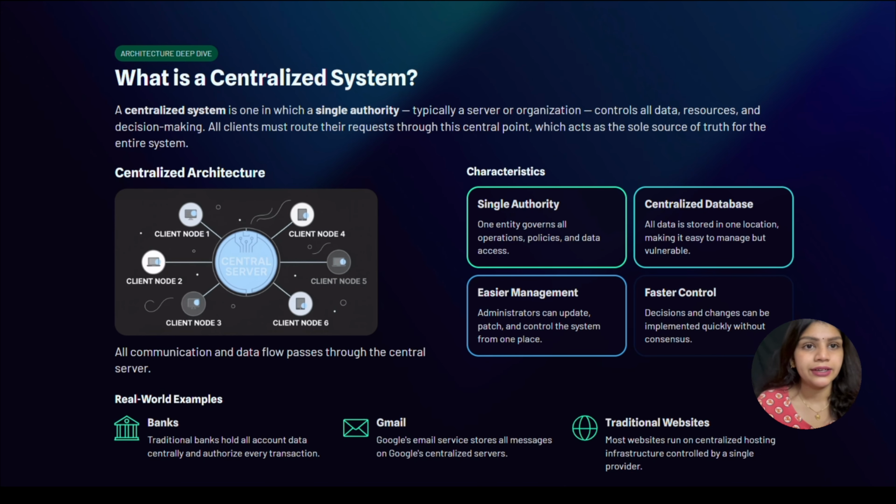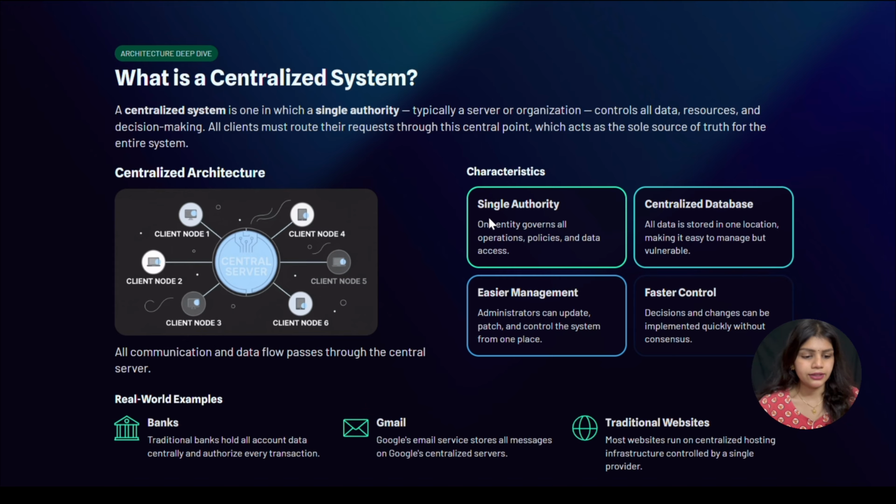Next, what is a centralized system? A centralized system is one where a single authority is in charge. Here you can see in the picture, the central server is the one who takes the decisions and controls all the resources and the data in the network. Only a single party is solely responsible for the whole network, and the client nodes just send requests. If client node 1 wants to have a conversation with client node 6, it should go through the central authority. That's how communication and data flow through the central server.